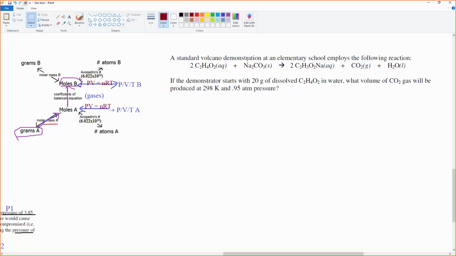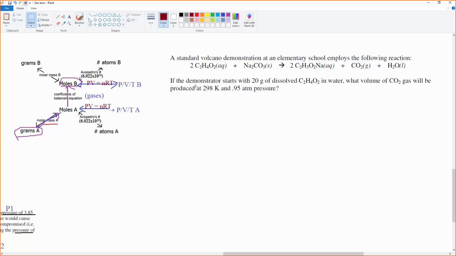Standard volcano demonstration at an elementary school employs the following reaction. You take vinegar, with the acetic acid in the vinegar, combine it with baking soda, and what you get is this aqueous solution of sodium acetate, and the carbon dioxide gas is what causes the bubbles, and you make liquid.